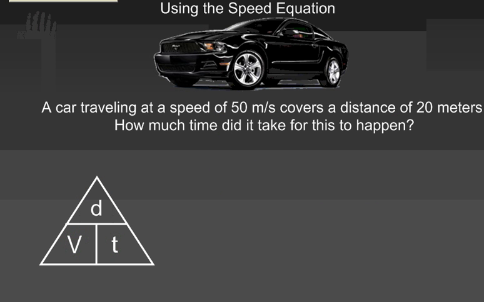The last one, we're going to solve for time now. It says a car traveling at a speed of 50 meters per second covers a distance of 20 meters. How much time did it take for this to happen? How much time? T equals question mark. Time, looking at our equation one last time, we're going to go ahead and we'll take our hand, cover up the time. We're left with D divided by V.